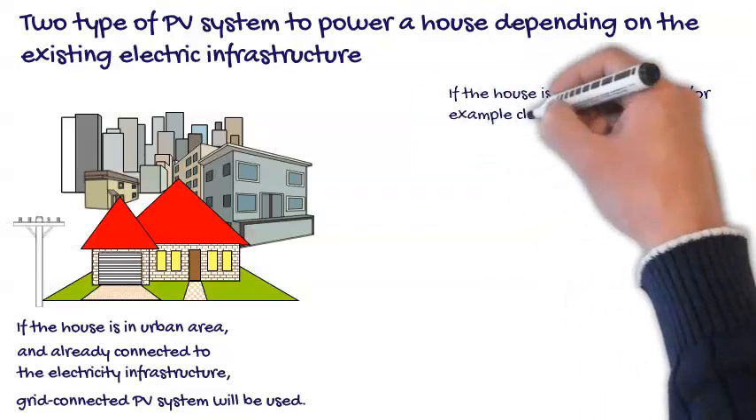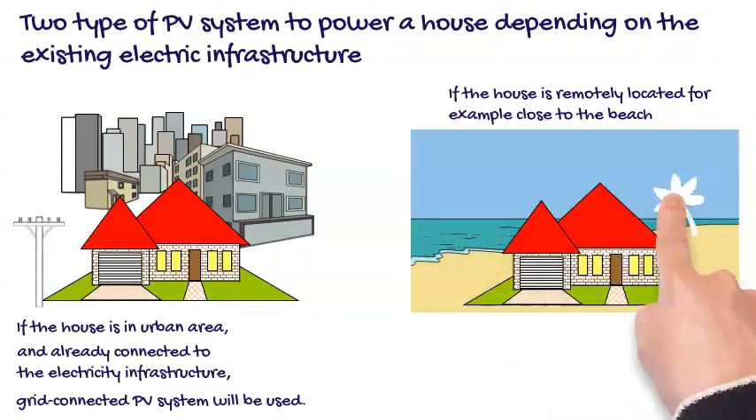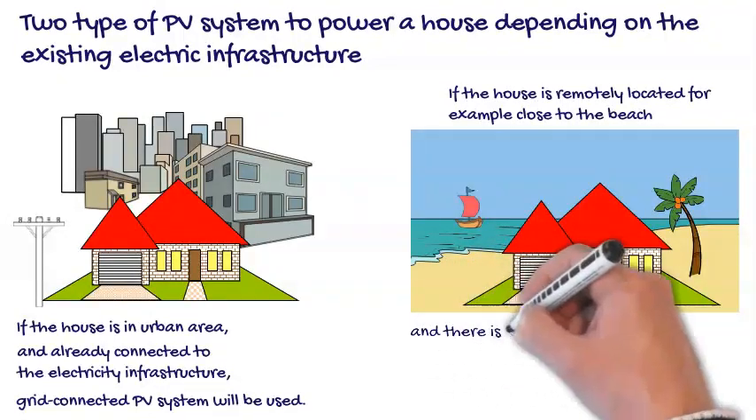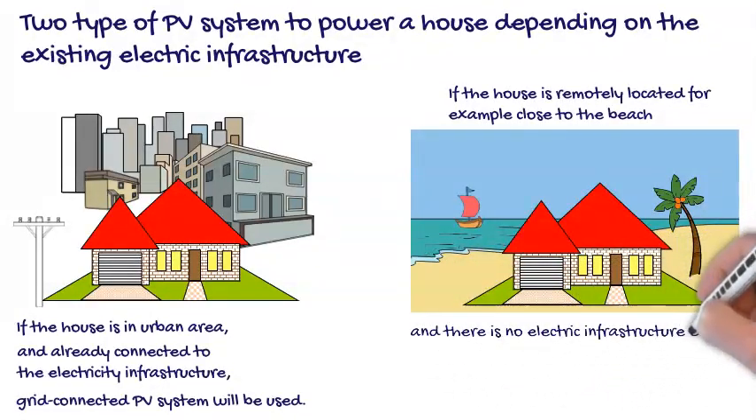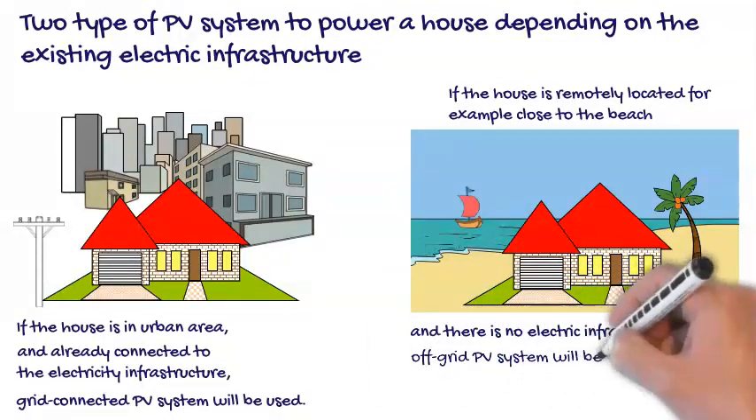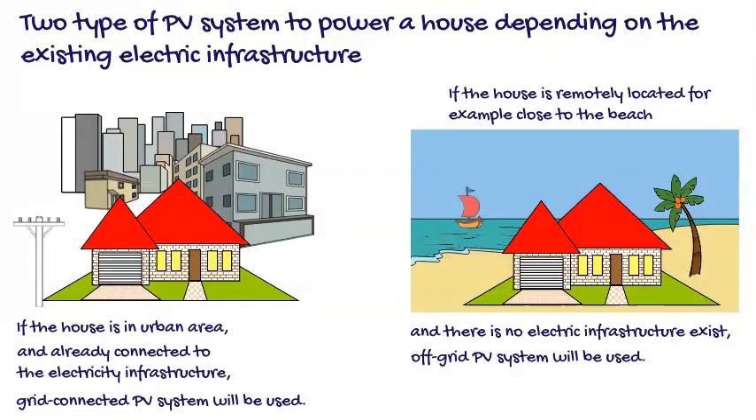If the house is remotely located, for example, close to the beach in a rural area, most probably there is no electric infrastructure. In this case, an off-grid PV system will be used. For this off-grid system, normally it will be integrated with a diesel generator or a battery. If, however, even in a remote area, the electricity infrastructure already exists, the grid-connected PV system will be deployed. Normally, before deciding which type of PV to choose, a technical economic analysis is carried out.